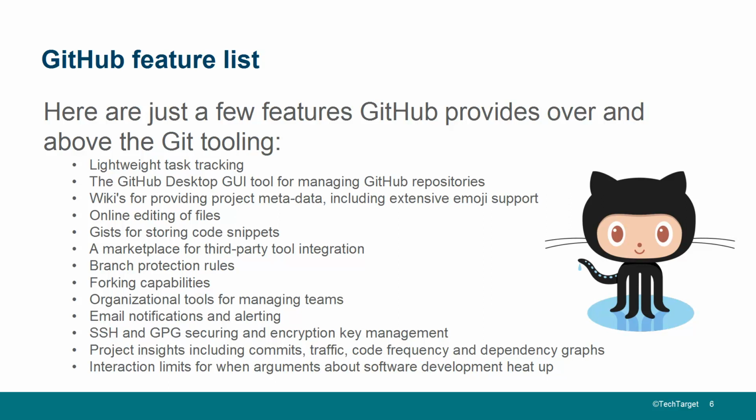There's the ability to do online web-based editing of files in GitHub. With GitHub, you can set up branch protection rules. So you can say, hey, nobody can commit to master except for these people. Or you can say nobody can delete the blessed branch unless they're an administrator. There are even kind of weird things like interaction limits. So you can actually set up wikis, and you can actually have people comment on code.